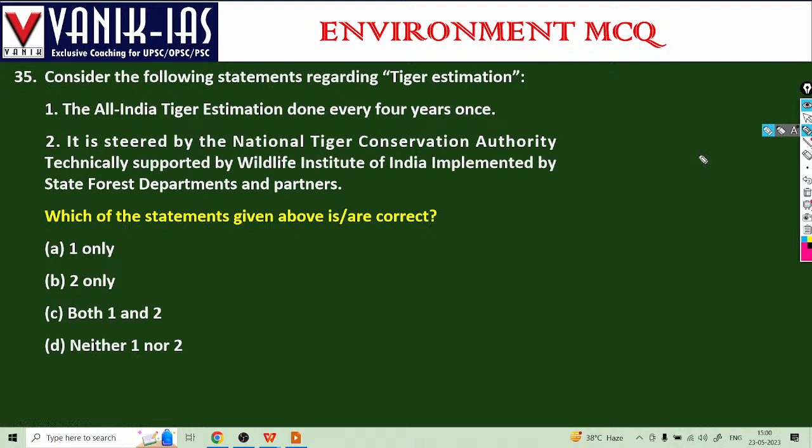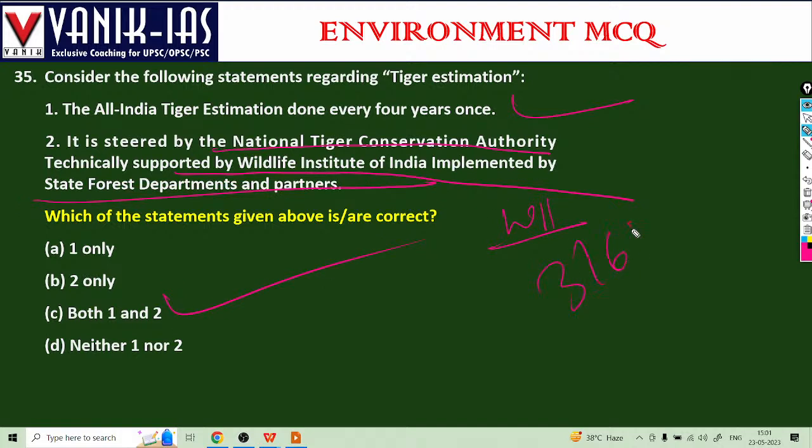Consider the following statements regarding tiger estimation. Tiger estimation is done once every 4 years. It is right. It is steered by the National Tiger Conservation Authority, NTCA, technically supported by the Wildlife Institute of India, and implemented by State Forest Departments and partners. Both statements are correct regarding tiger estimation. Currently, we have 3167 tigers in India, which is significantly higher than in previous years.